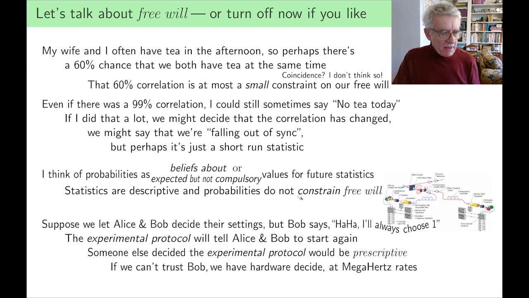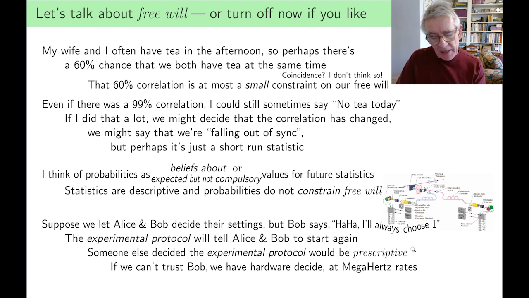Now, in the particular context of a Bell inequality experiment, suppose we let Alice and Bob decide their settings, but Bob says, I'll always choose one. That'll be a good joke. That'll show them. The experimental protocol will tell Alice and Bob to do it again. Someone else has decided the experimental protocol would be prescriptive.